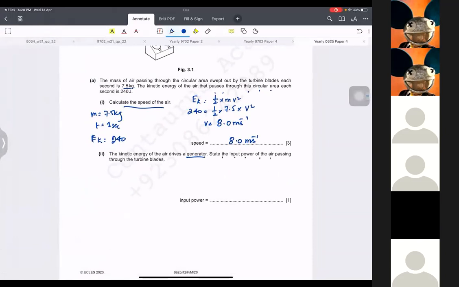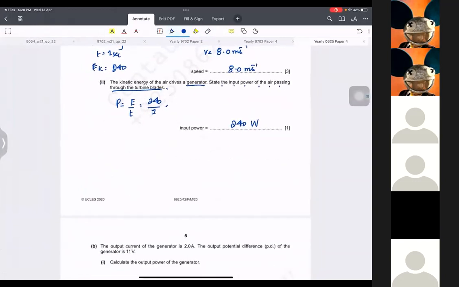Now, the kinetic energy of the air drives the generator. State the input power of air passing through the turbine blade. So power is energy over time. So energy is 240 and the time is 1 second. So the power will be, of course, the same, 240 watts this time.